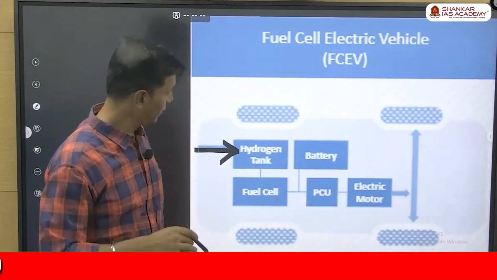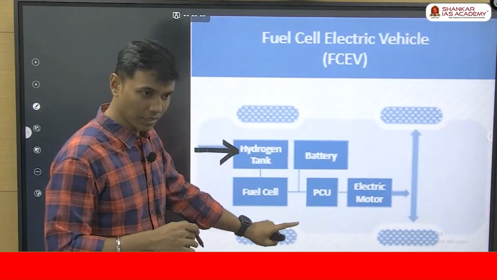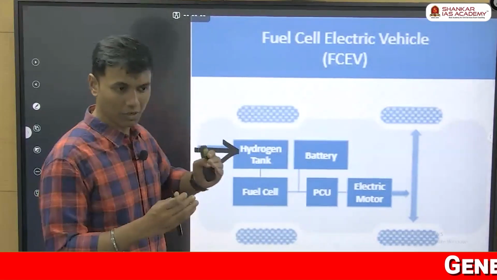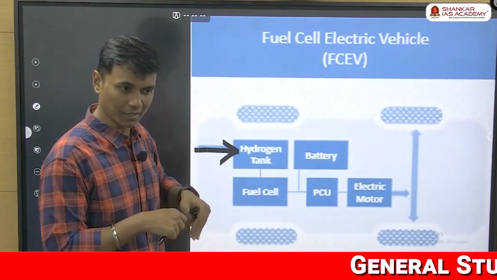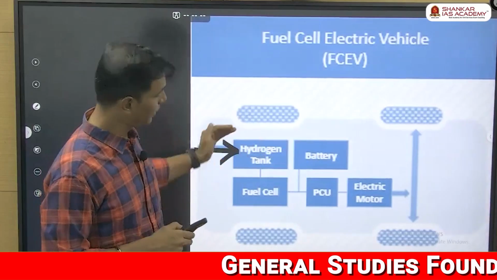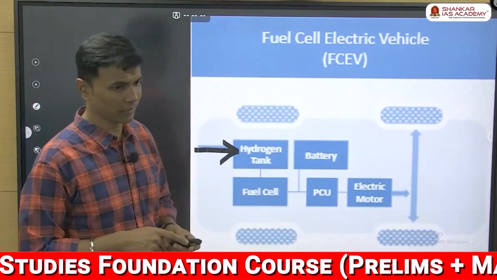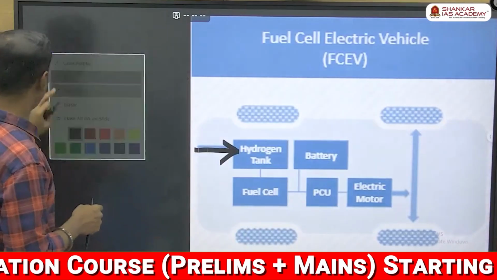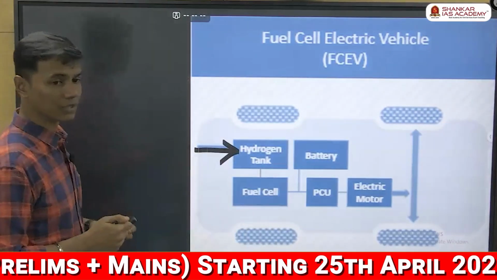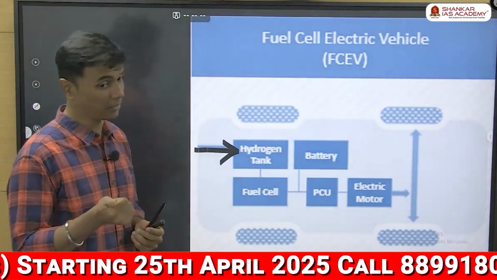How? Hydrogen is converted into electricity by fuel cell, which is stored in a battery. It's more like a small reactor inside your car itself. But a reactor that converts hydrogen into electricity, and then it drives the electric motor. That's called a fuel cell electric vehicle. Very rarely seen, because I told you, the fuel cell uses platinum nanoparticles and everything, making it costlier.